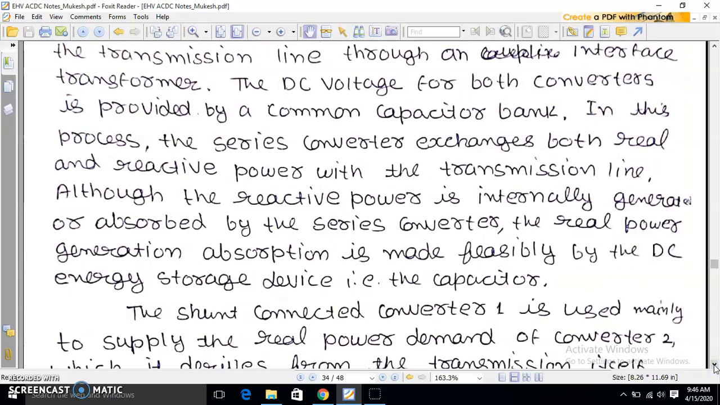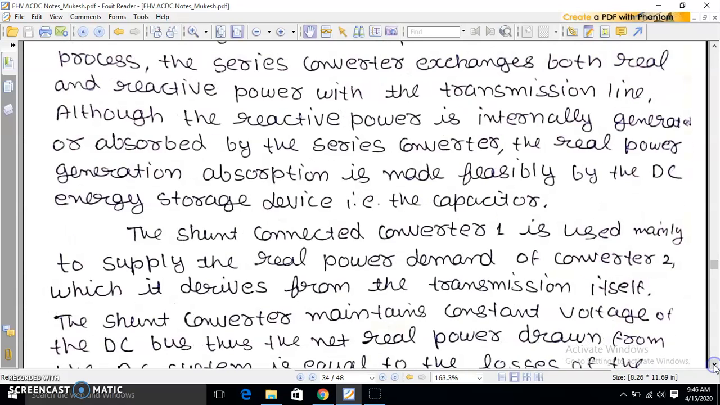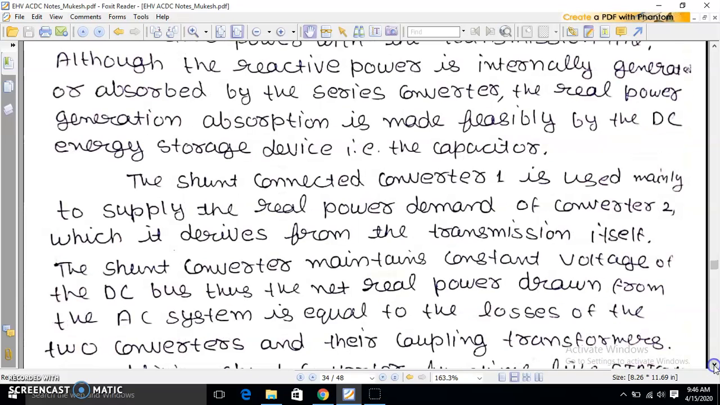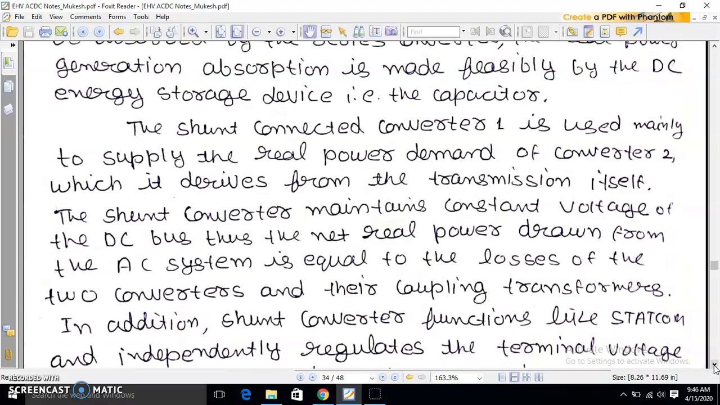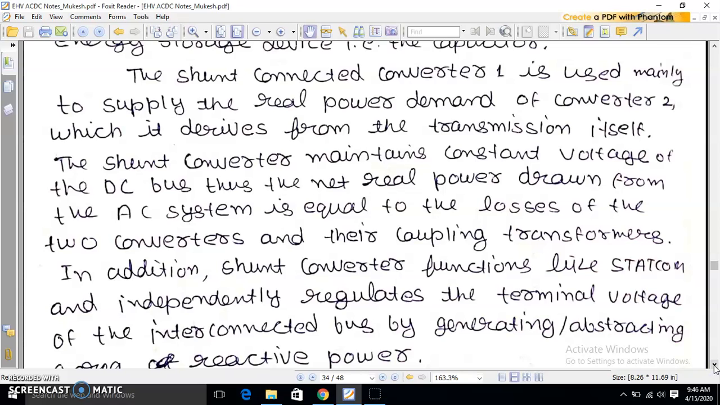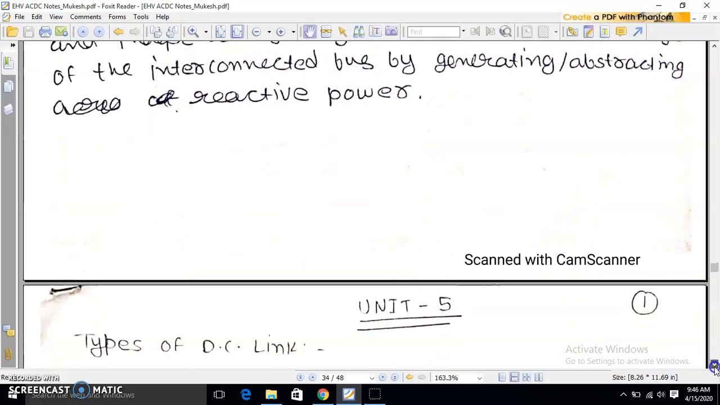The shunt connected converter 1 is used mainly to supply the real power demand of converter 2, which it derives from the transmission line itself. The shunt converter maintains constant voltage of the DC bus, thus the net real power drawn from the AC system is equal to the losses of the two converters and their coupling transformers. In addition, the shunt converter functions like a STATCOM and independently regulates the terminal voltage of the interconnected bus by absorbing reactive power. So this finishes the UPFC.